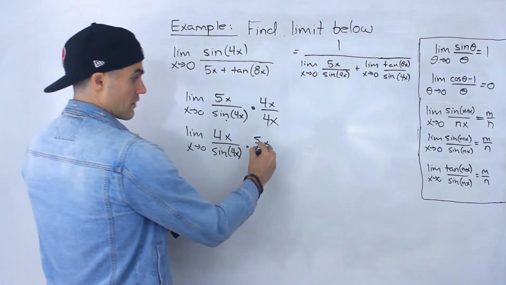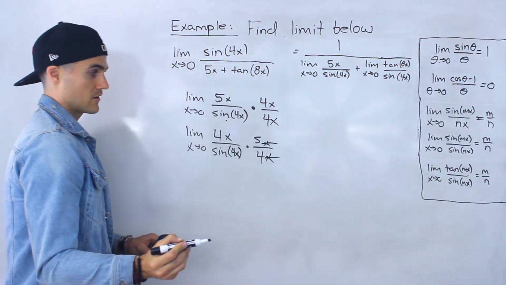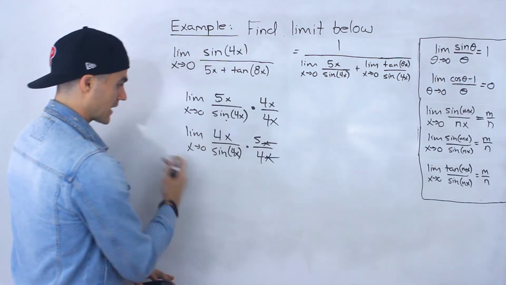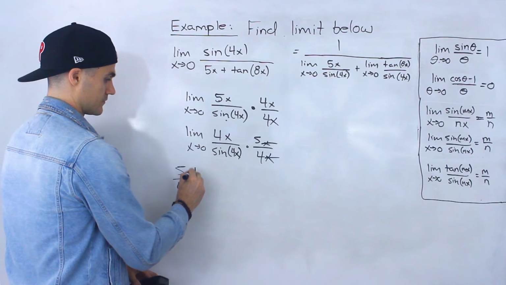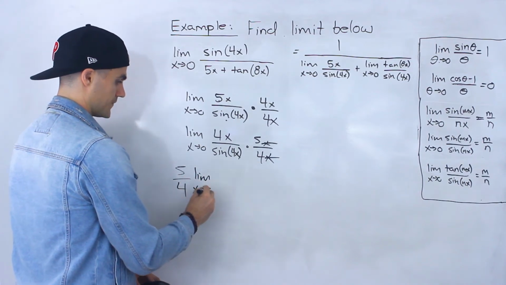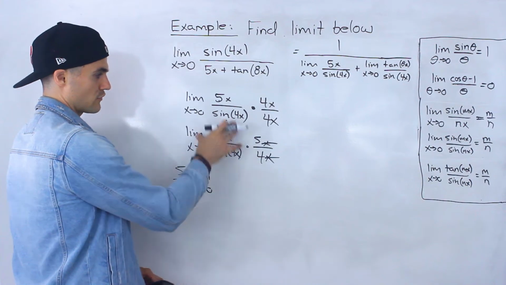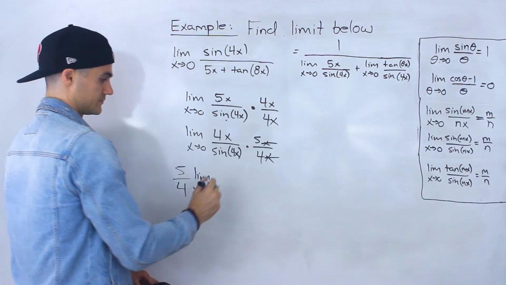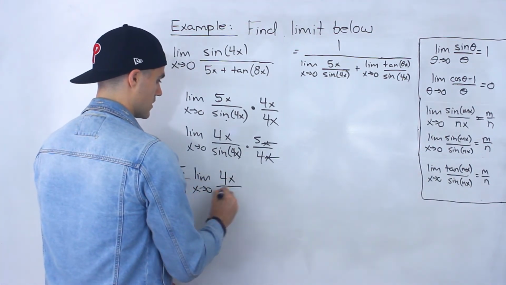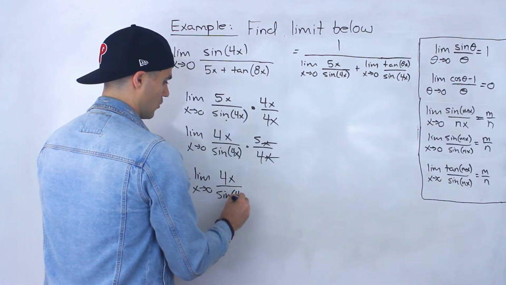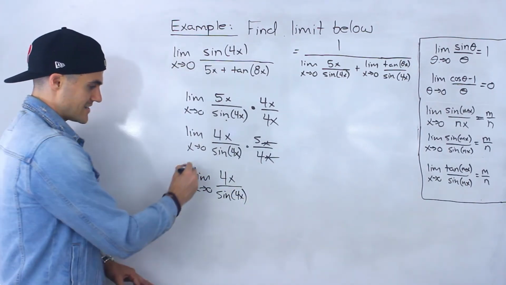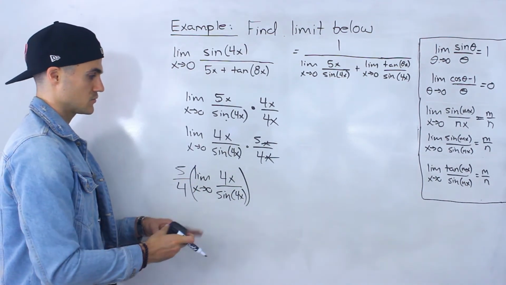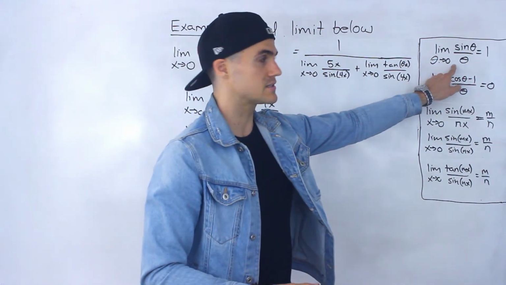Now notice here, this x and that x cancel out. So we're just left with 5 over 4, which is a constant. And because that's a constant, we could take it out of the limit. Again, another limit law: if you have a function multiplied by a constant inside a limit, you could take that constant out. And we're going to be left with 4x over sine 4x. And this result here, we know it's going to equal 1. We've already shown this a bunch of times. We basically have to take this and convert it into this format.